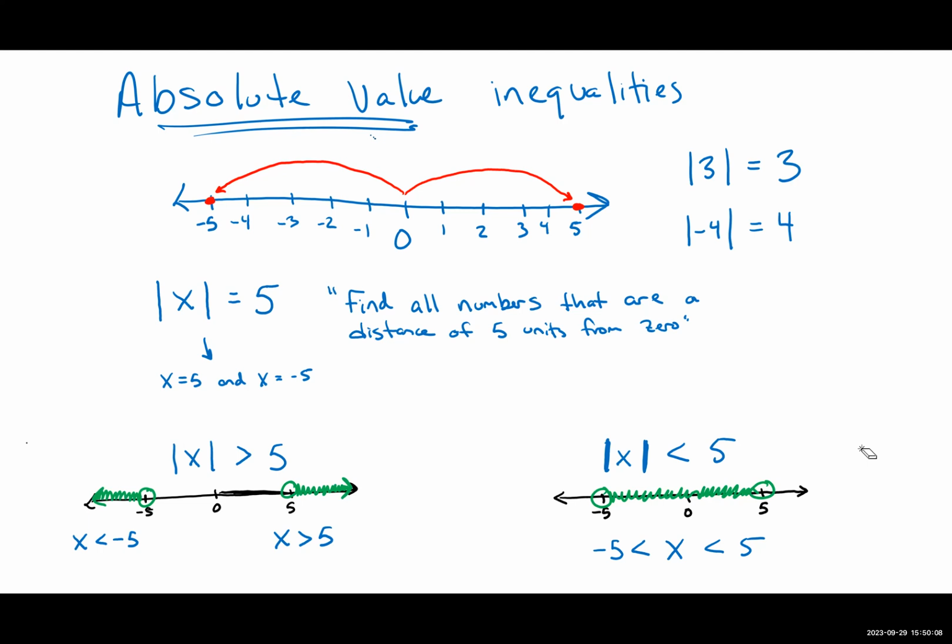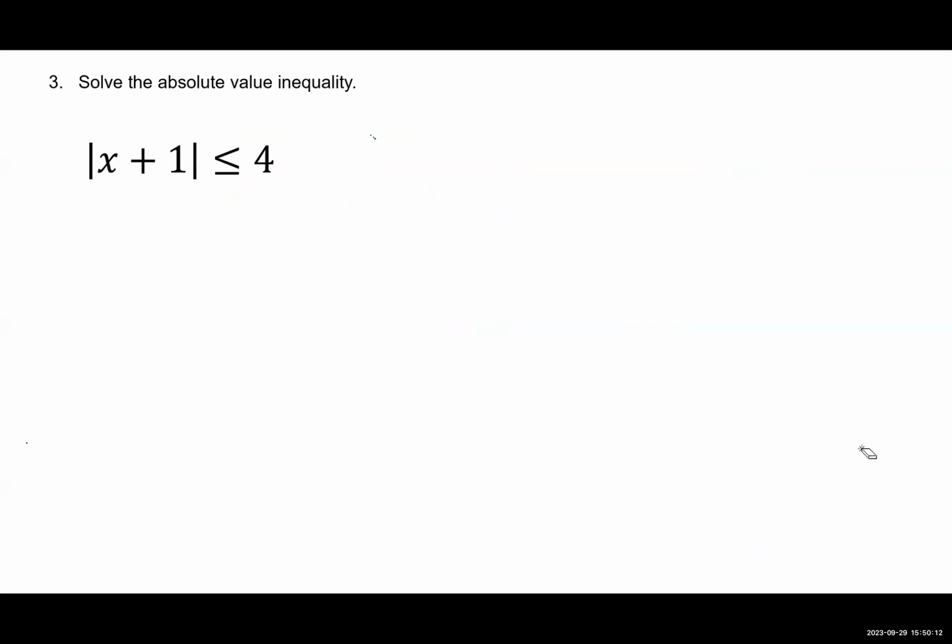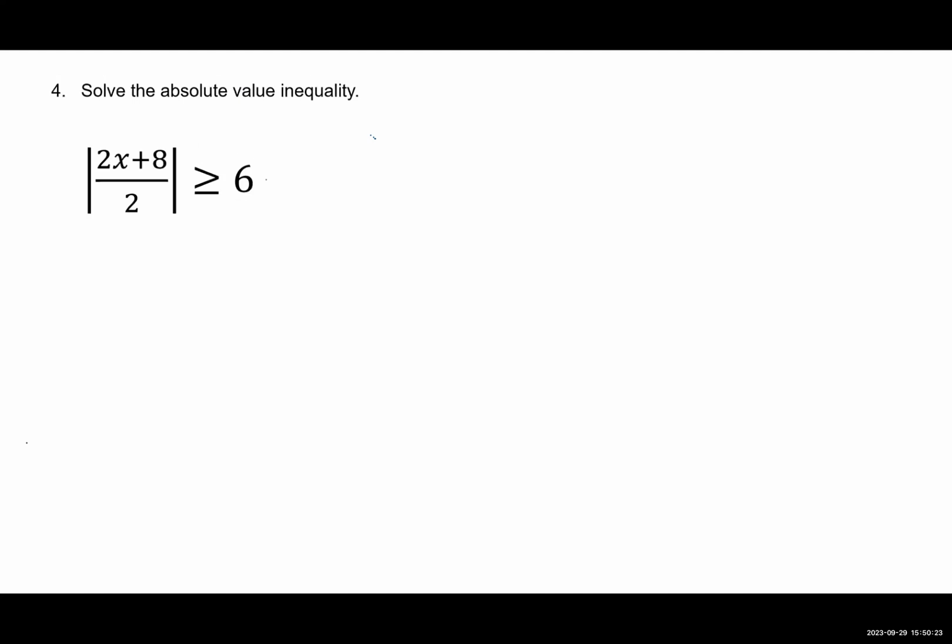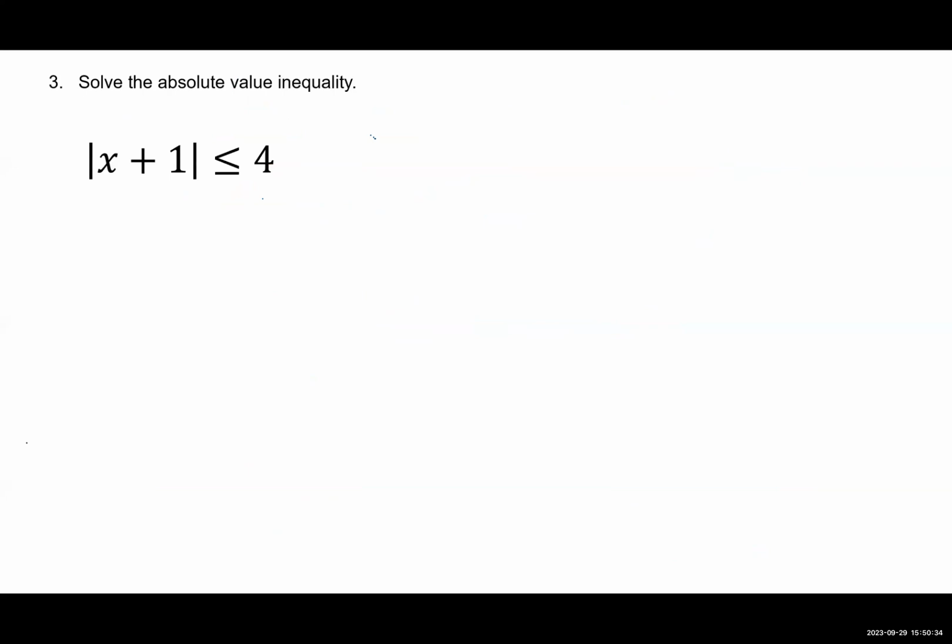So I have two problems to do. Let me show both of them first. Number 3 will be the less than case: the absolute value of x plus 1 is less than or equal to 4. And then the last problem, the absolute value of (2x plus 8) over 2 is greater than or equal to 6. So we'll start with a less than problem, then we'll do a greater than problem. The "or equal to" doesn't have any effect on how we set it up.